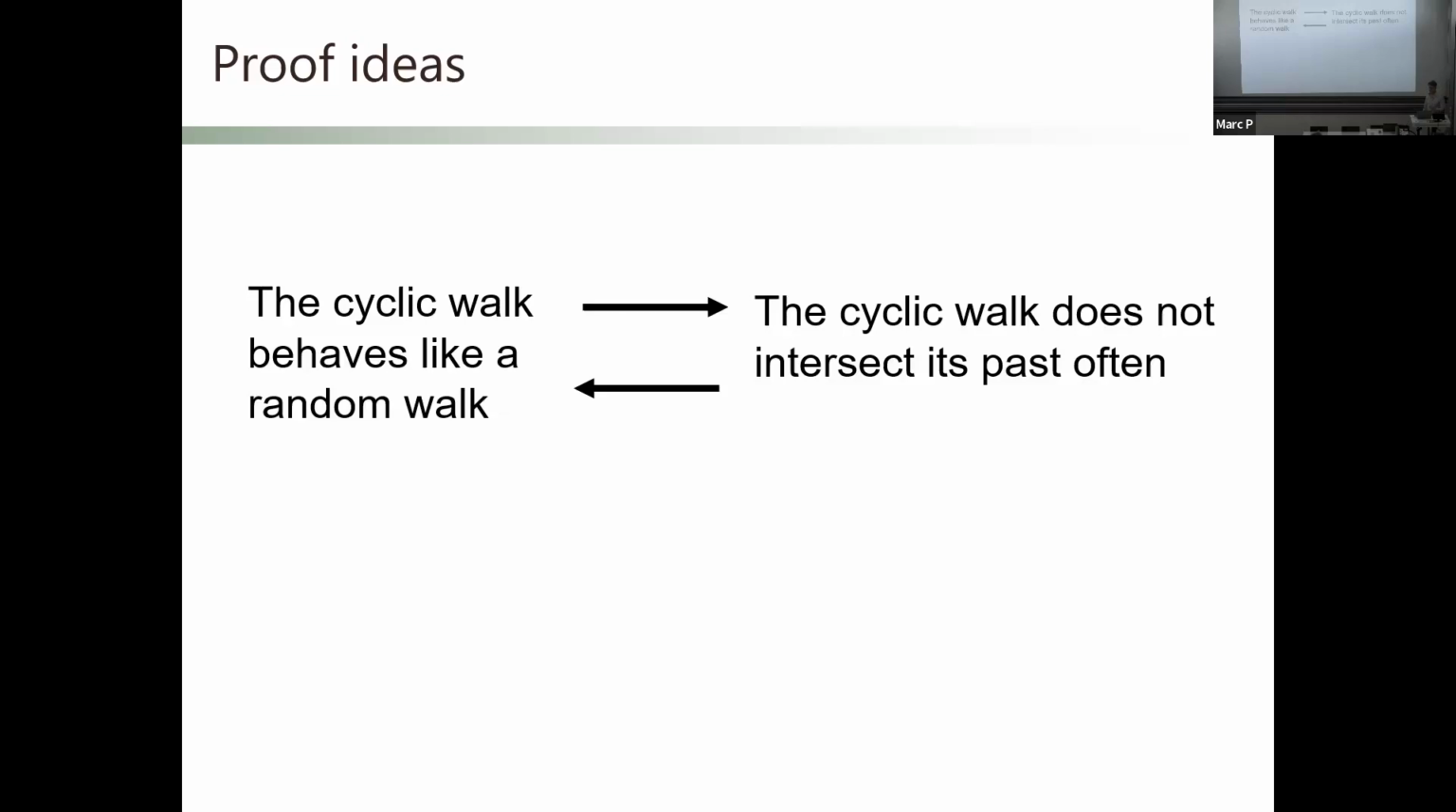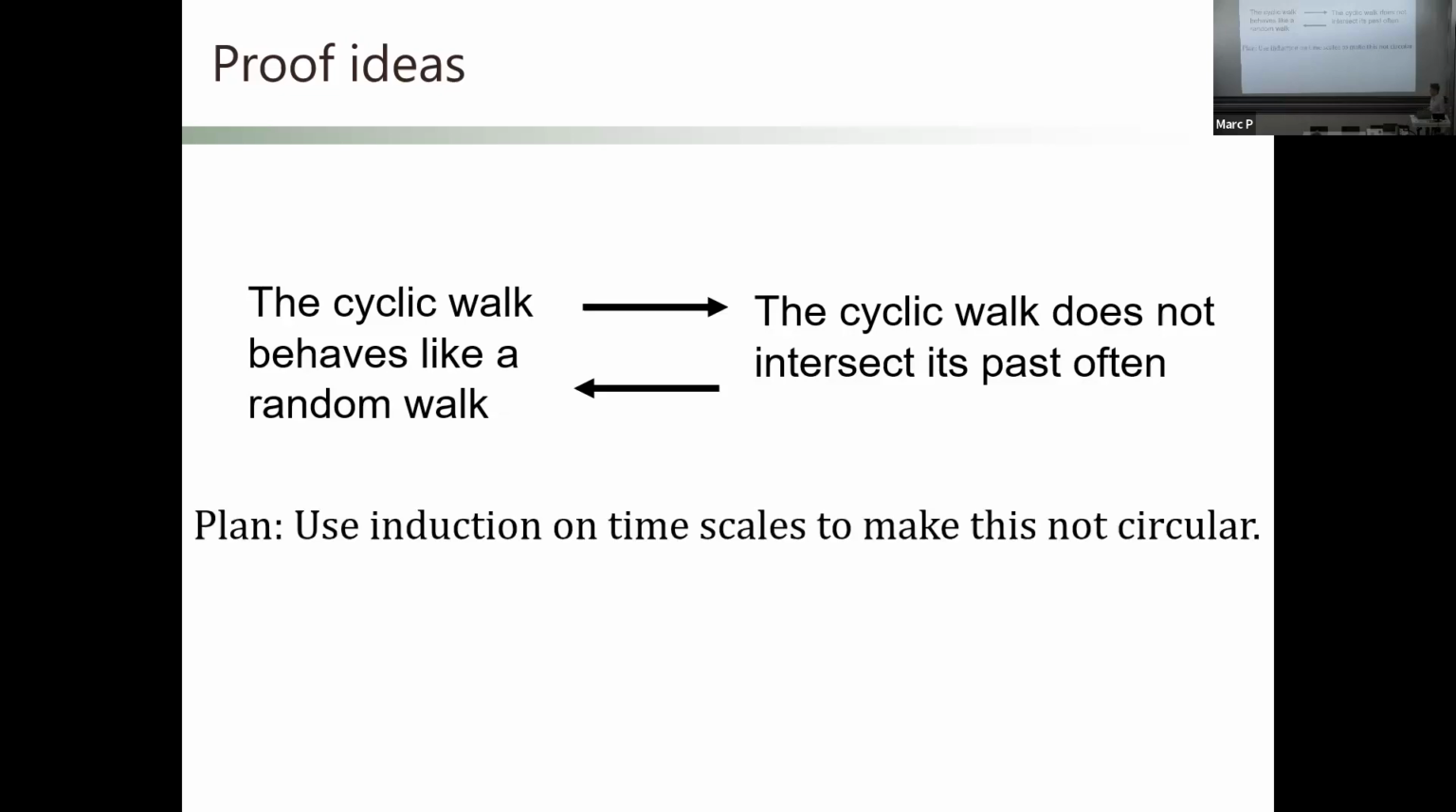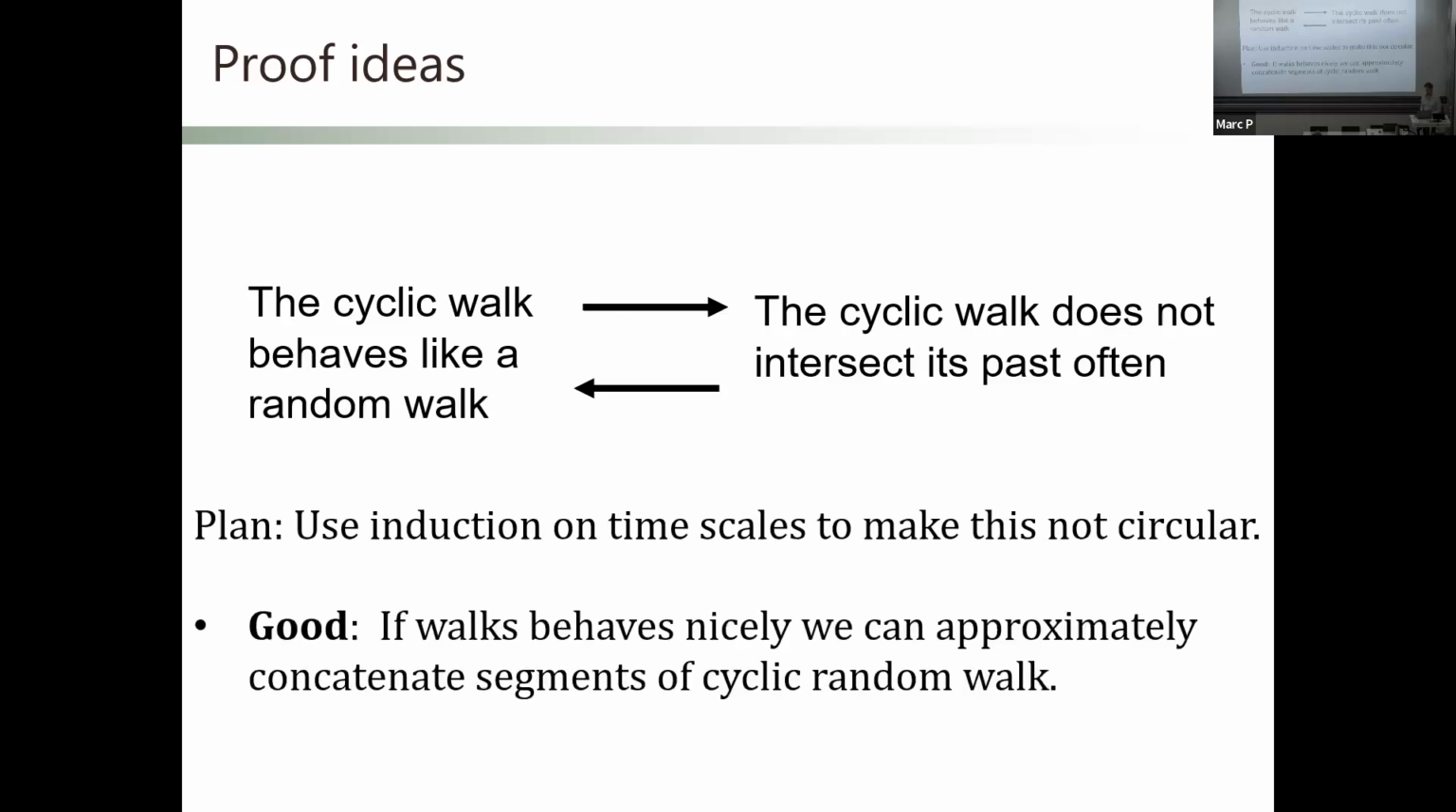And unfortunately, in maths, you can't just be finished with that. Okay, so how do you turn a circular argument into an actual proof? Well, the natural thing is to do induction, to say that you have this behavior on one time scale, and then try and inductively prove that on bigger time scales. So a multi-scale induction on time scales.